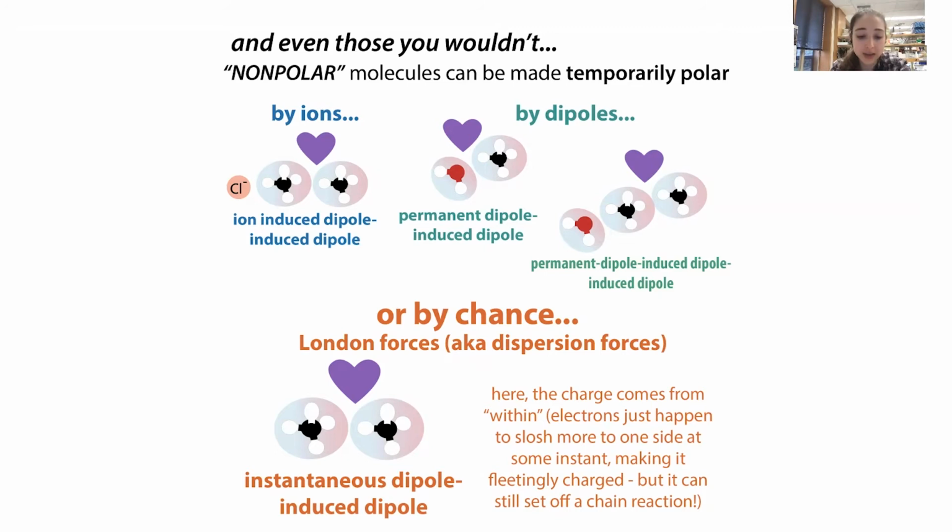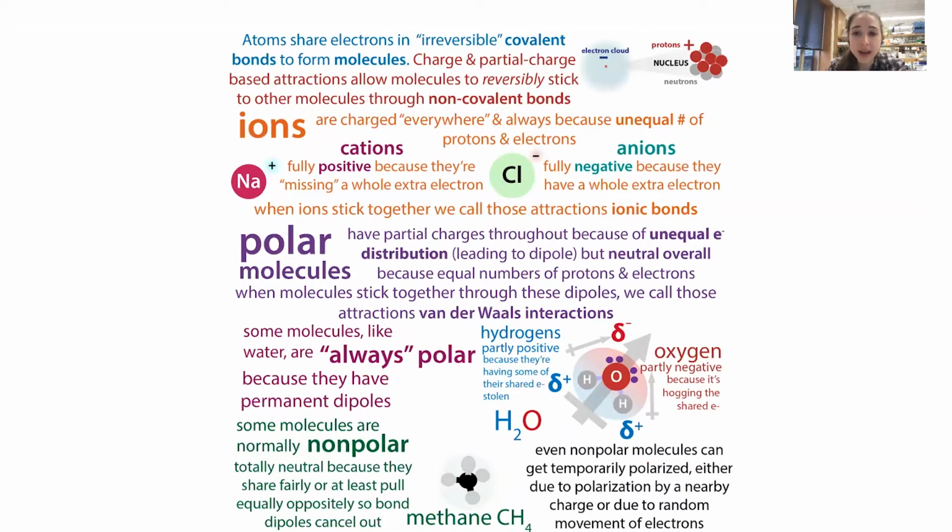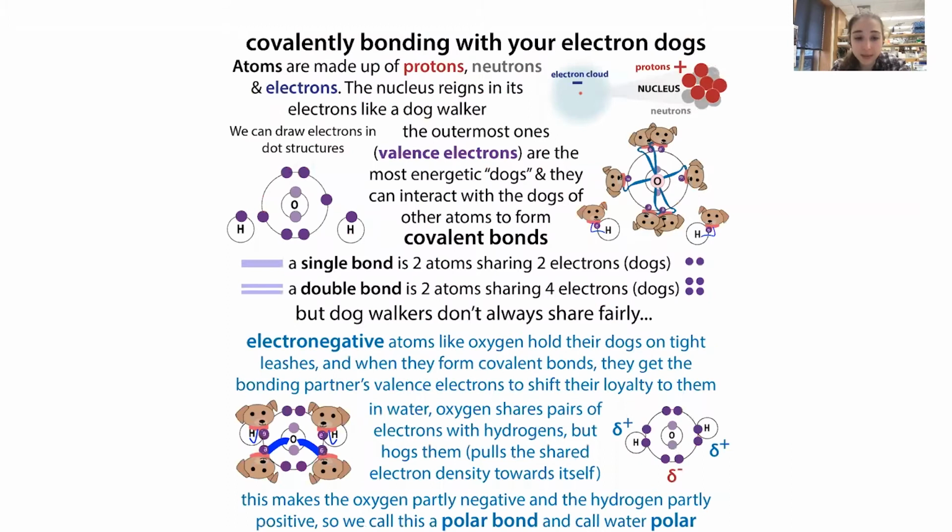But the complicating thing is that not all covalent bonds are created equal. In a covalent bond, yes, you're sharing pairs of electrons, but you're not always sharing fairly. This is how we get polarity. This is how we can get partially charged regions of molecules like water.